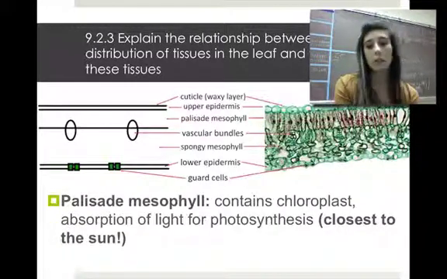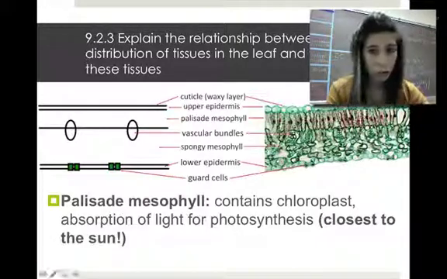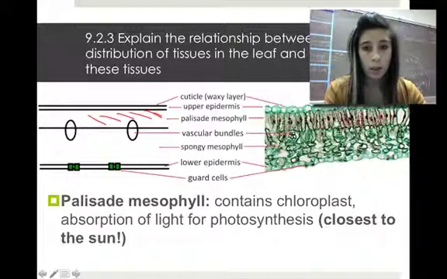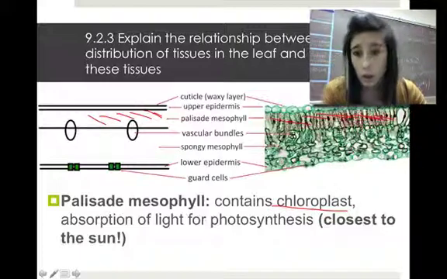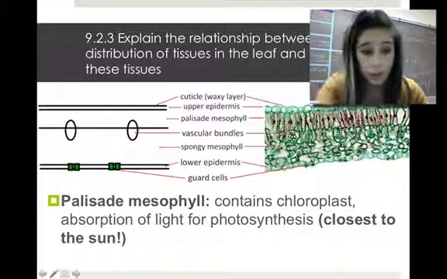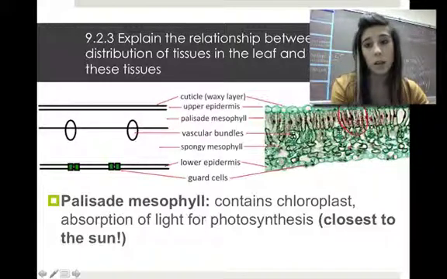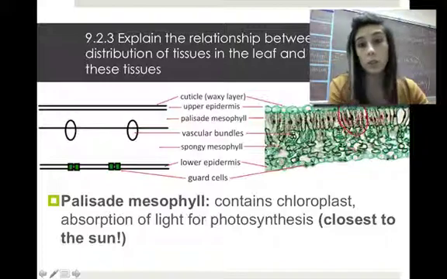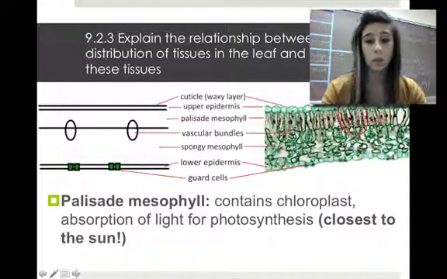Looking at the palisade mesophyll, it contains chloroplast, and when you look on our picture, you can see here this structure, right, is the palisade mesophyll, and that's closer to the upper epidermis, and it makes sense because it contains lots and lots of chloroplast. You can see kind of in this area, okay, those really tiny dots, those are the chloroplast. And so obviously if the sun is going to be hitting this upper portion, it makes sense for there to be more chloroplast located there.